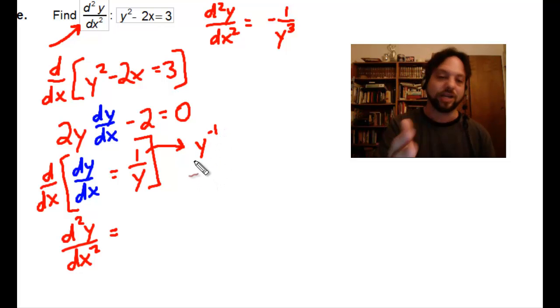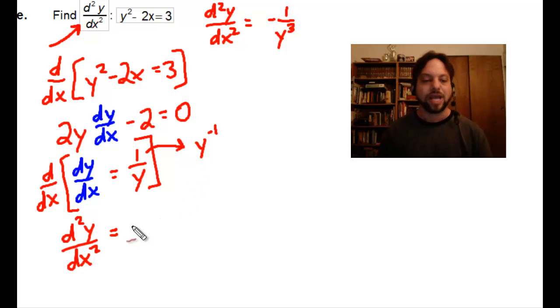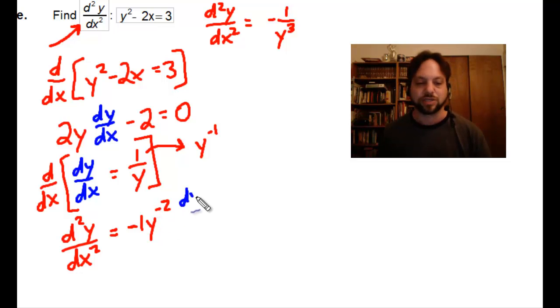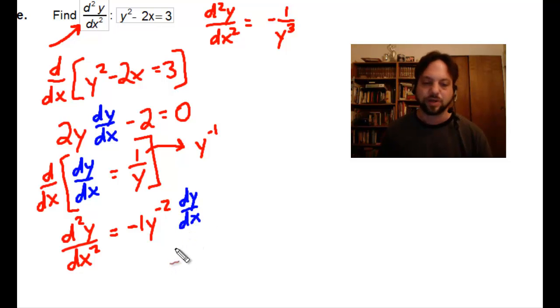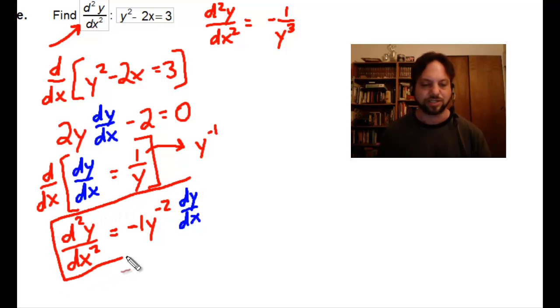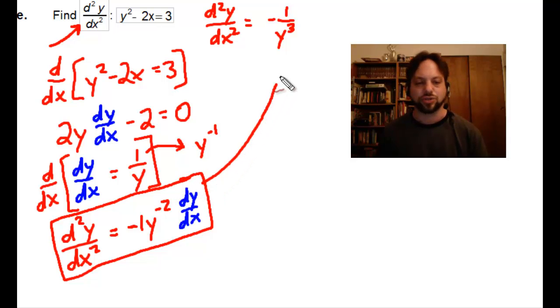That way I can avoid needing to use the quotient rule at all. And if we do that, then I'll just get negative 1y to the negative second. But of course, I did differentiate with respect to y, so I do need to include a dy dx there. Alright, well, that looks like a pretty good answer. There is our second derivative. But what's weird is that I told you that the answer was negative 1 over y cubed.